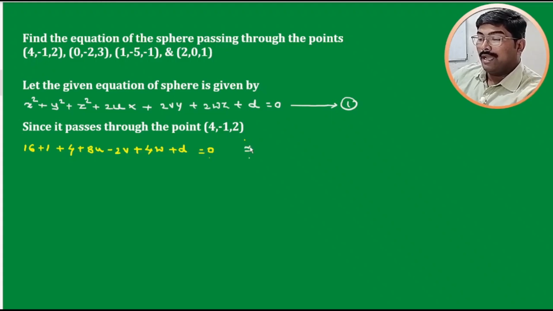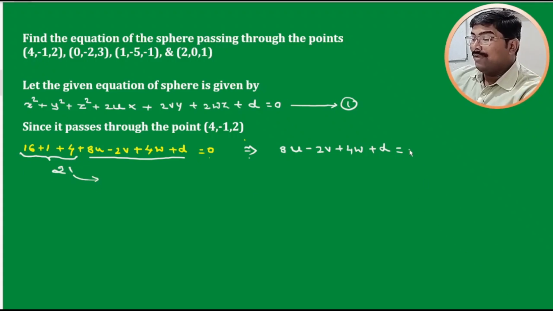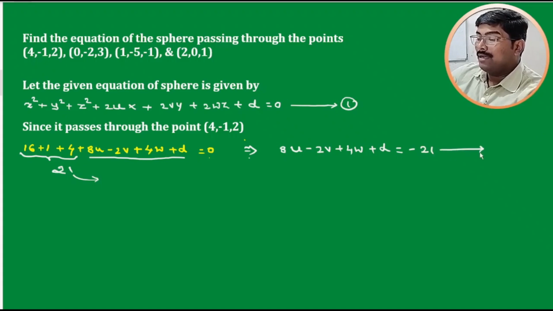Now you can also write it as 8u minus 2v plus 4w plus d is equal to, this 16 plus 1 plus 4 is equal to 21, and you have to transpose this 21 to the right hand side, you will get minus 21, and say this is equation number 2.